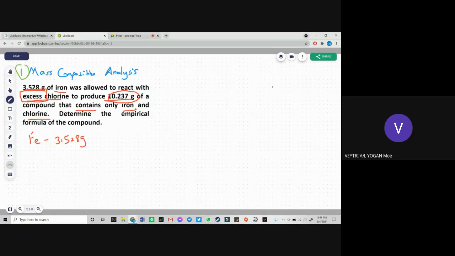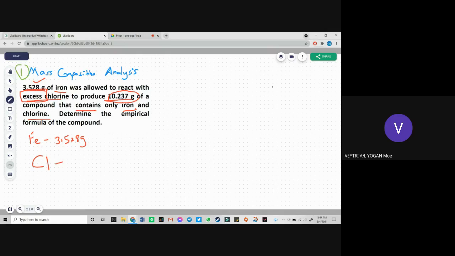Jadi, secara logik, Fe dah bagi. Chlorine is what? Cl kan? Can I just minus from the total? Total tolak Fe, you dapat Cl. Kenapa? You know very well, kalau iron tambah chlorine, dia akan jadi FeCl something kan? You can be Fe2Cl something because you don't know the specific empirical or molecular formula. But right now you know Fe tambah Cl adalah 10.237.